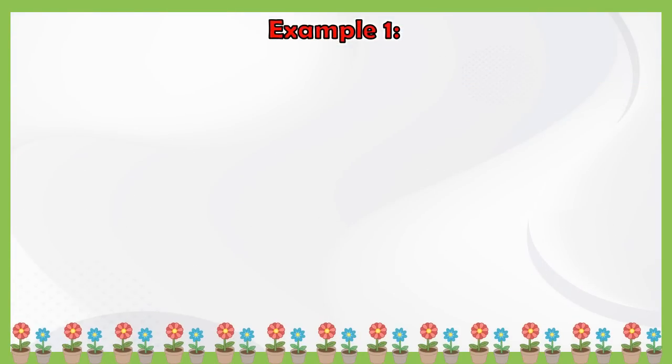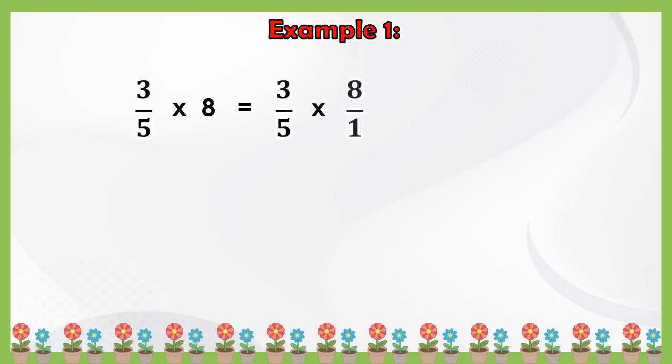Example 1. 3/5 times 8. 8 is a whole number. So this type is multiplication of fraction by a whole number. Rewrite 3/5, then whole number 8 is the same as 8 over 1 to make it a fraction. Now multiply. 3 times 8 equals 24, then 5 times 1 equals 5. So the answer is 24 over 5.